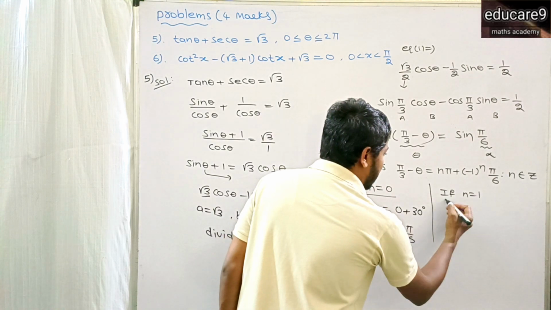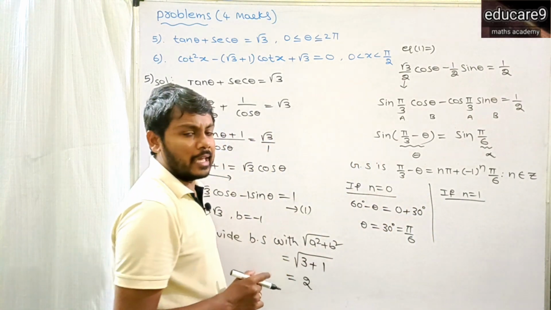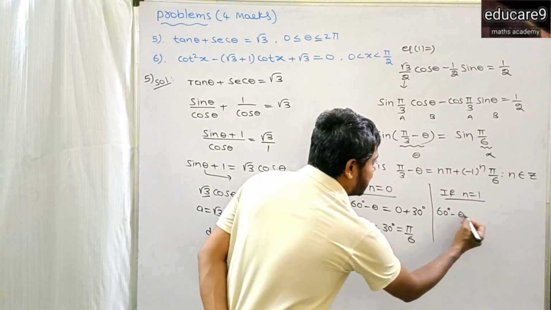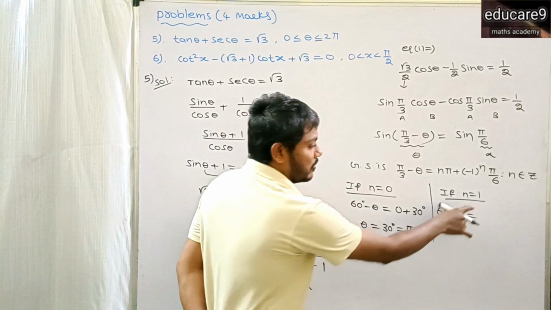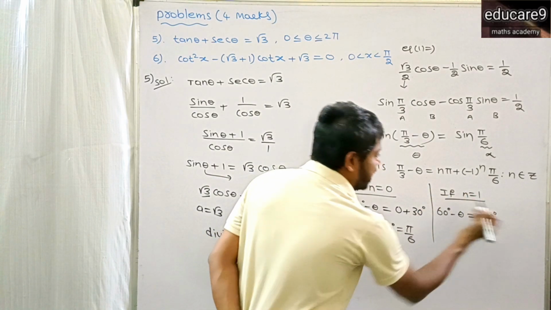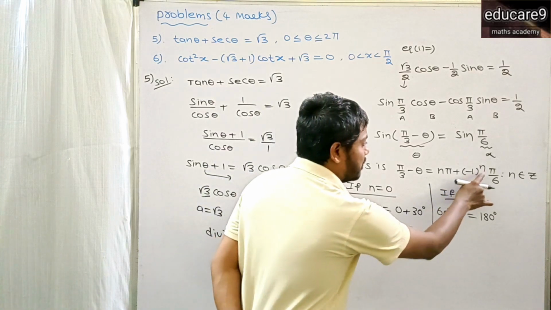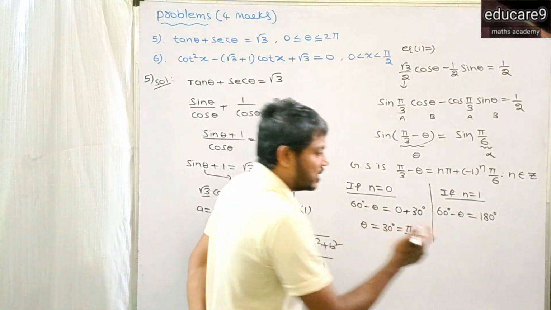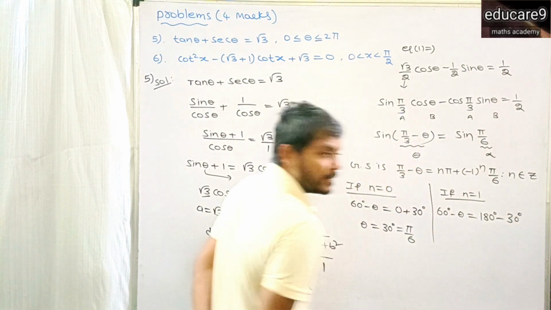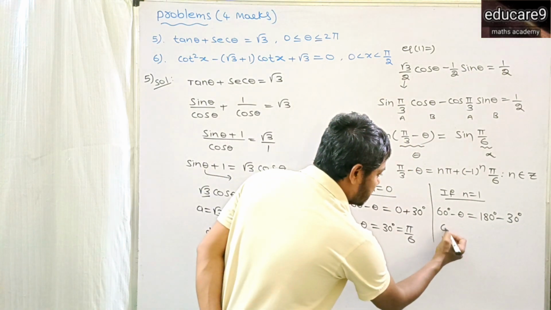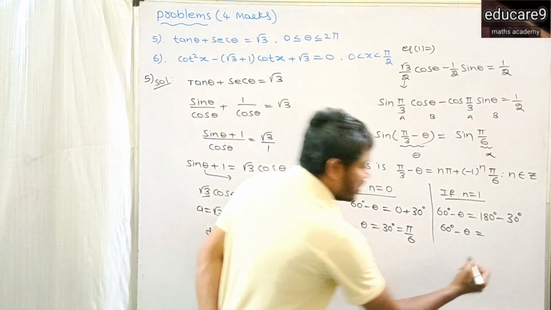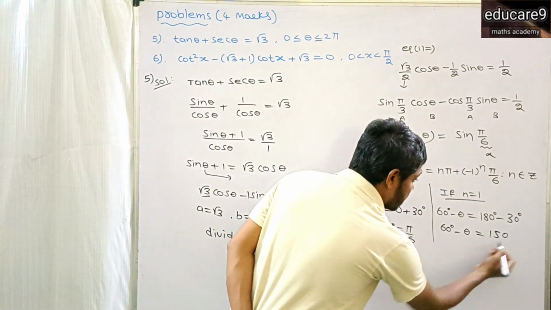If n is equal to 1, substitute in the above equation, that is 60 degrees minus theta. n means 1, 1 into pi means pi. Pi means 180 degrees, minus 1 power 1, that is minus 1. So minus pi by 6, value 30 degrees. Now clearly 60 degrees minus theta is equal to 180 minus 30, 150 degrees.